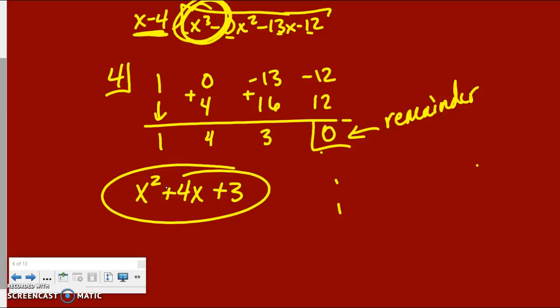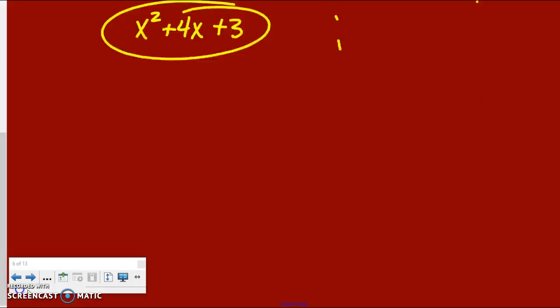You have to keep in mind you bring down the first term. Just bring it down. Multiply by what's in the box. Put it here, and you're adding this term. You get 4. 4 times 4 is 16. Put it up here. Add them. You get 3. 3 times 4 is 12. Add those, and this is your remainder. Of course, if you had a remainder, you would go ahead and put plus whatever it was over x minus 4, but in this case, we don't have one. I want to go ahead and look at the second synthetic problem as well.